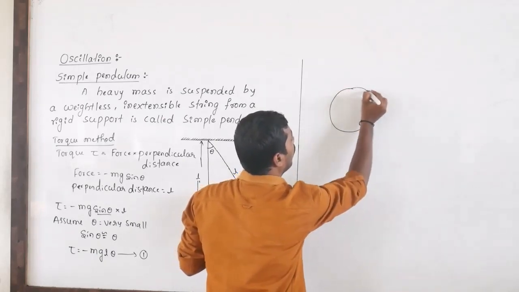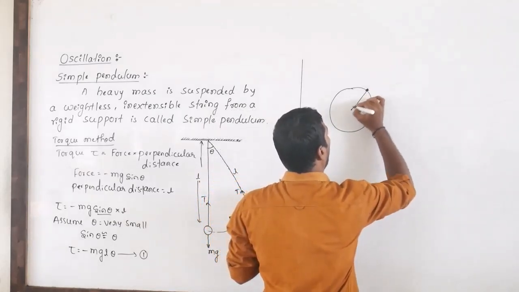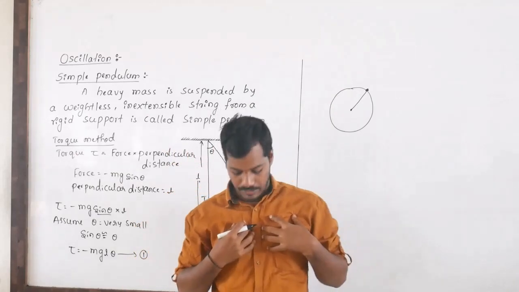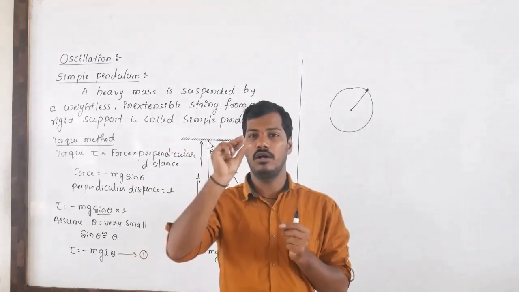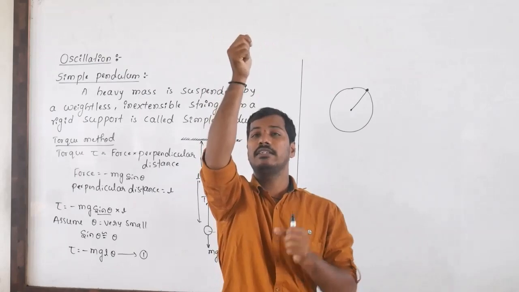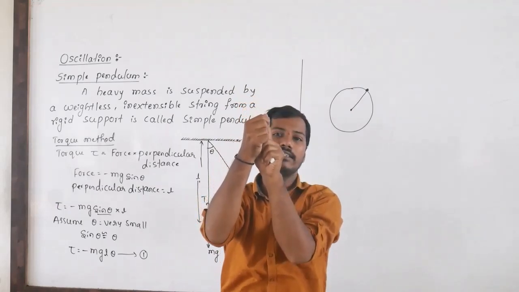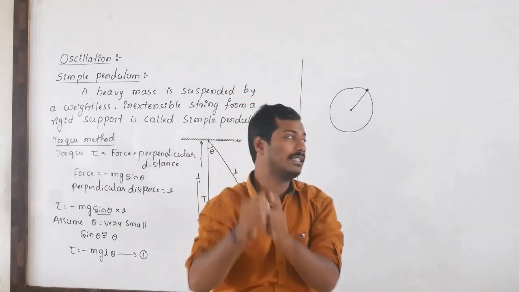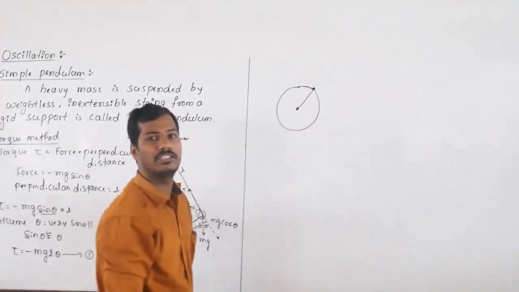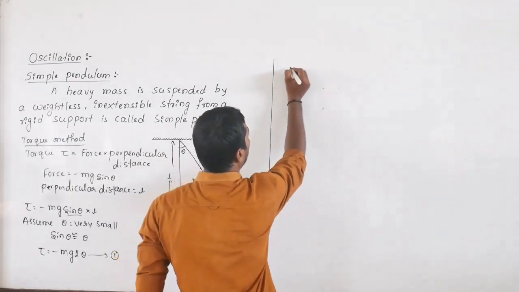What is the axis of rotation? If there is a center, and I take one stone tied with a thread and rotate it like this, it is continuously rotating, and my hand acts as the axis of rotation. That body is continuously rotating about this axis of rotation.